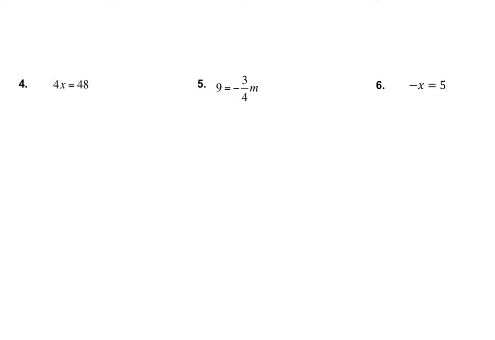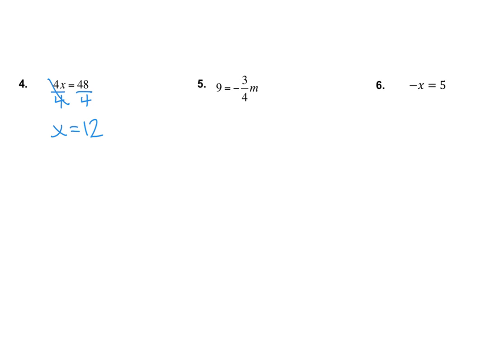All right, so our next one we have 4x is equal to 48. So I'm going to ask myself, what's that 4 doing to the variable? It's multiplying. So to undo multiplication, we divide, and we'll have x is equal to 12.